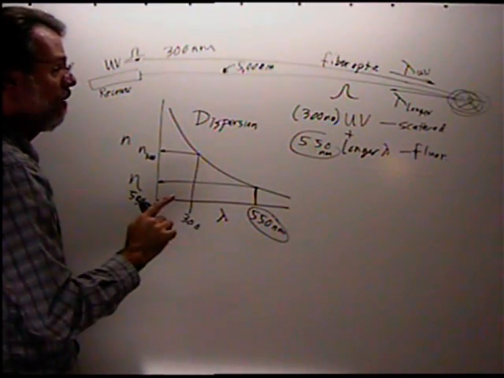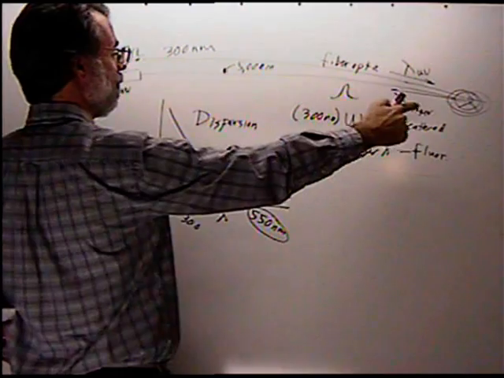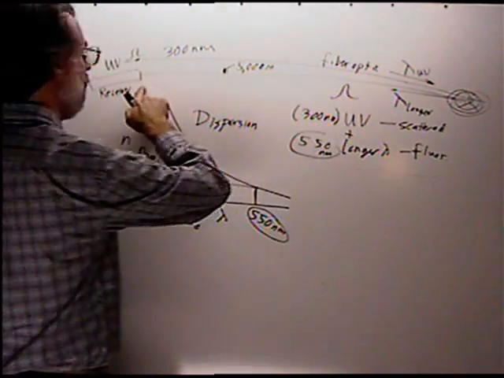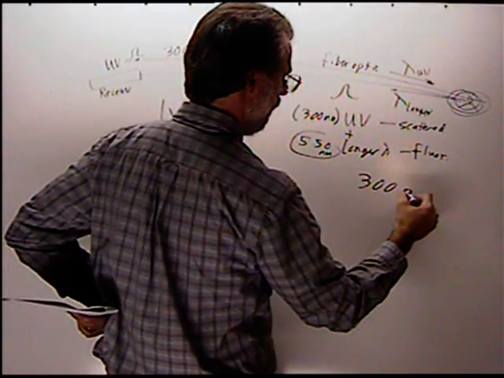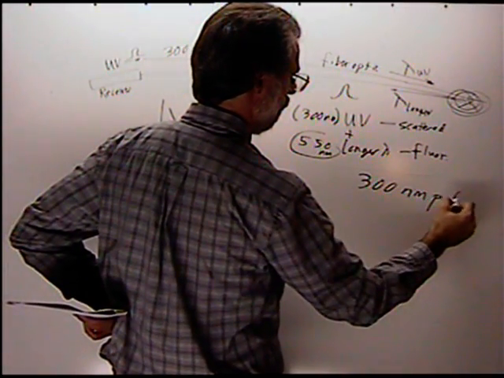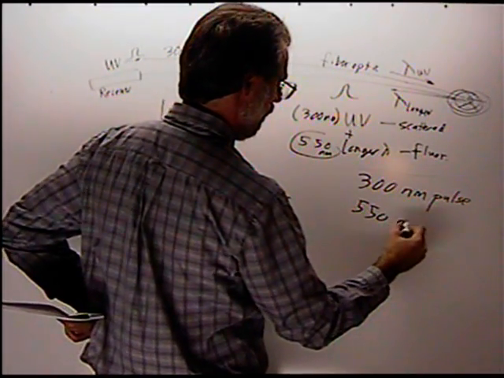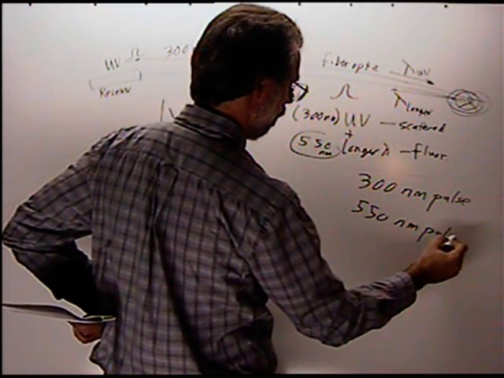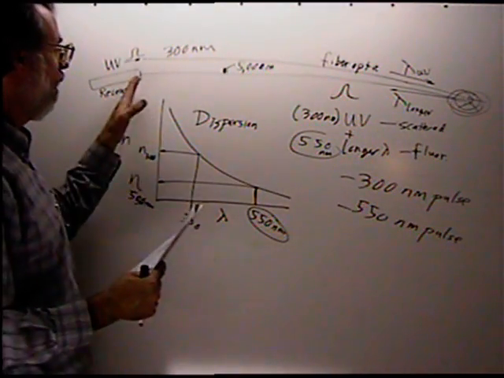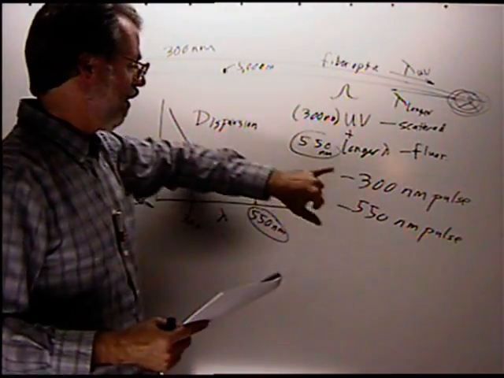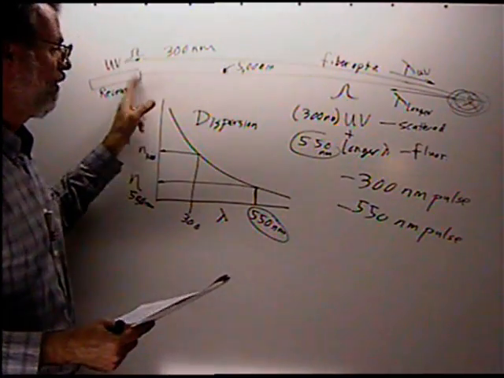So this whole job is to figure out how long it takes the pulse to travel from here to here. We have two pulses. We have a 300 nanometer pulse, and we have a 550 nanometer pulse. And what I want you to do is figure out how long it will take for both these pulses to go from here back to here.